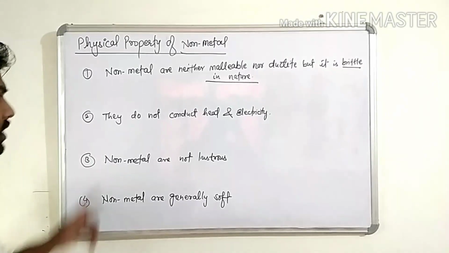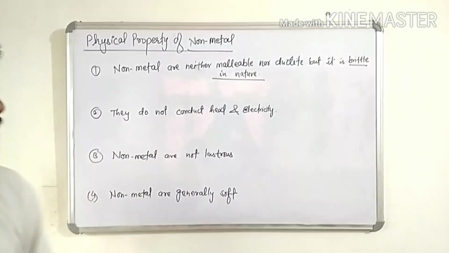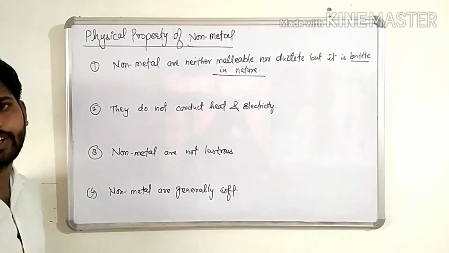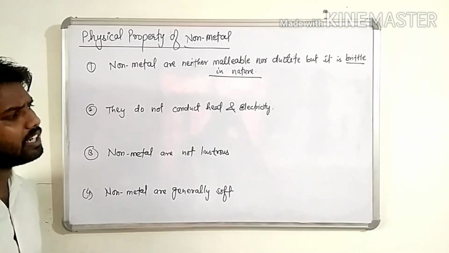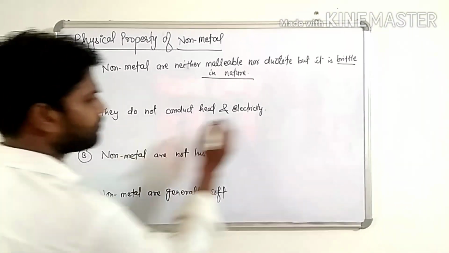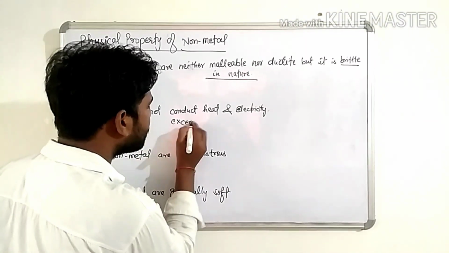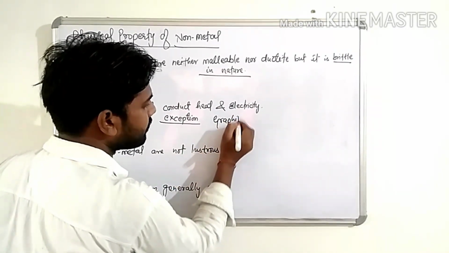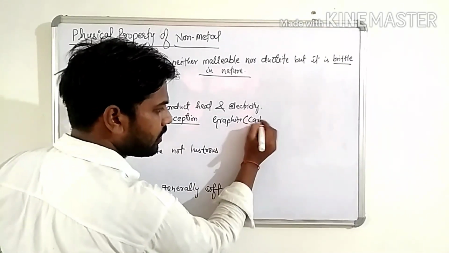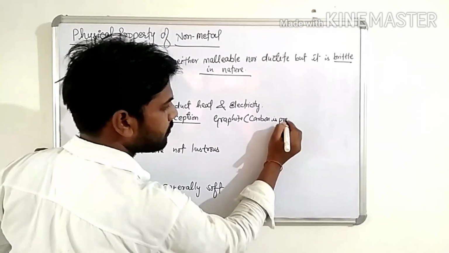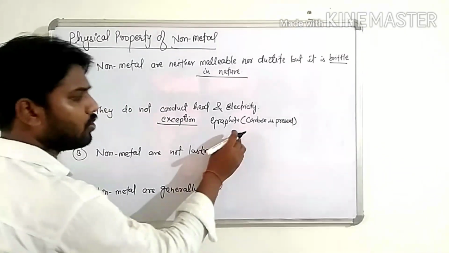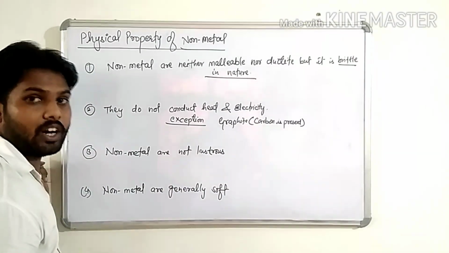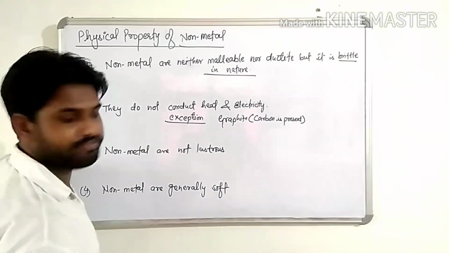Clear, children? Second, they do not conduct heat and electricity. All the non-metals do not conduct heat and electricity. There is one exception, children, graphite. The exception is graphite. Carbon is present. Graphite is the only non-metal which is made up of carbon that always conducts electricity. Clear?